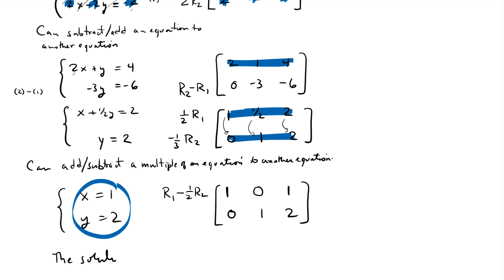I get it for free, right? I get it without any effort now. The solution set is the single point, so it's one solution. It's (1, 2).